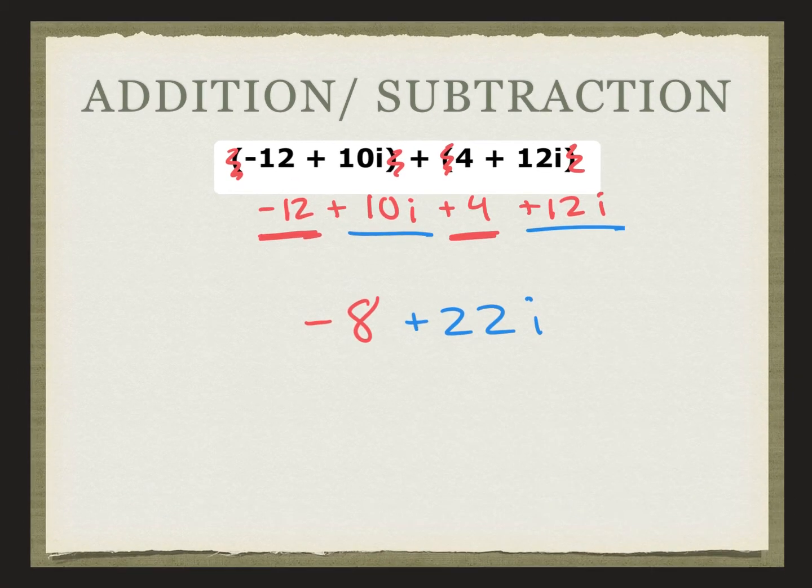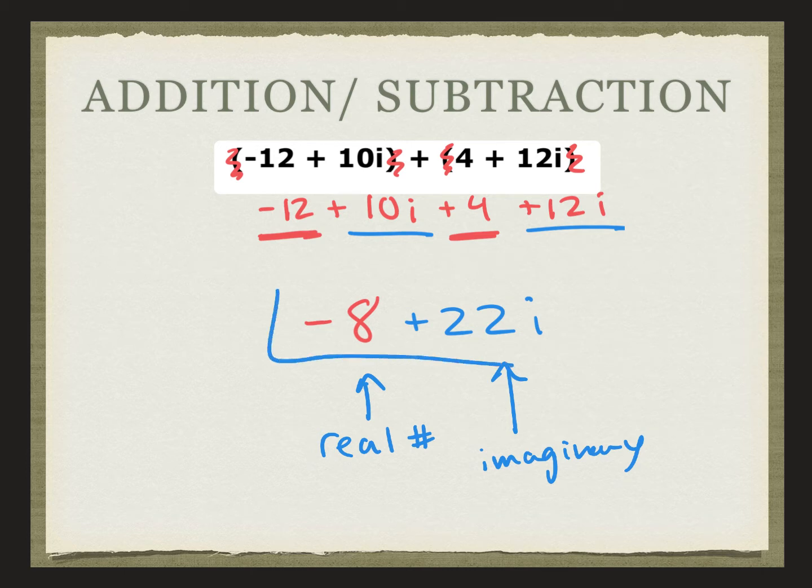And then when writing these, we have to make sure the real number's first. So the real number comes first, and the imaginary number is second. So this is our answer. So we just add the real numbers together, add the imaginary numbers together. We cannot add these together because we have a real number and imaginary number. So they're not like terms, we can't combine them. So you cannot add these together.